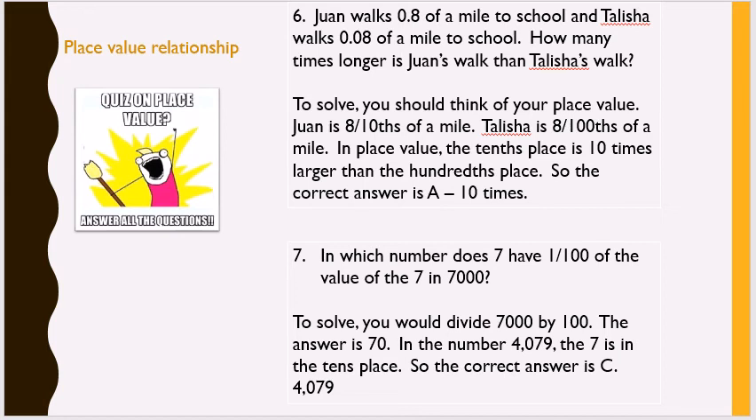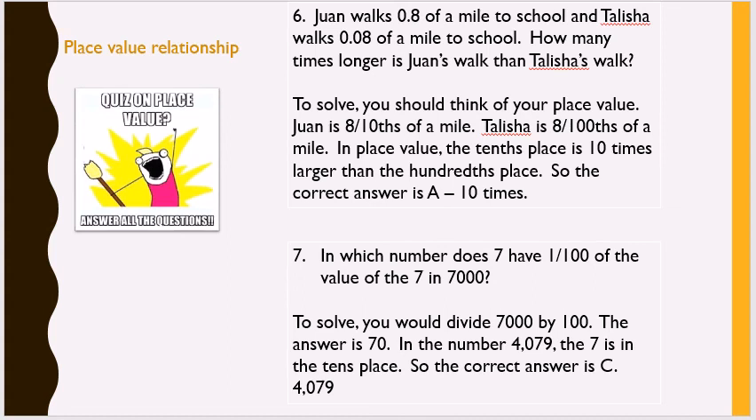So, let's look at the problems. Juan walks 8/10 of a mile to school. Talisha walks 8/100ths of a mile to school. How many times longer is Juan's walk than Talisha's walk? Well, to solve, you think of your place value. Juan would be 8/10 of a mile. Talisha is 8/100ths of a mile. In place value, the tenths place is 10 times larger than the hundredths place. So the correct answer is A, 10 times.